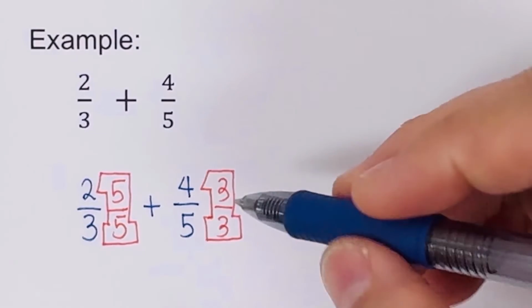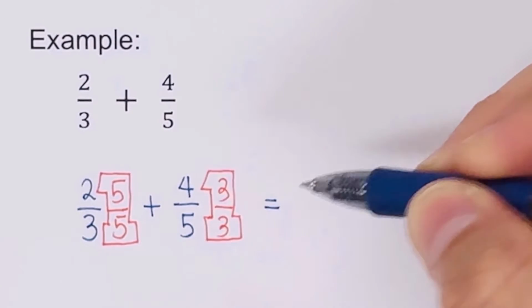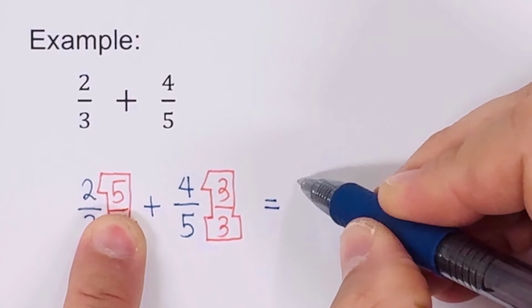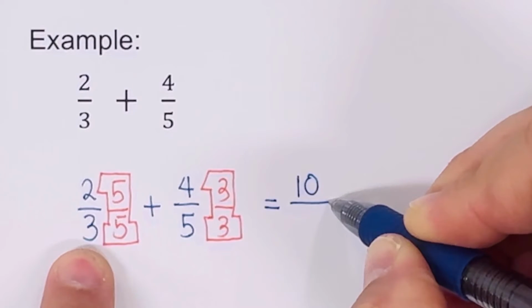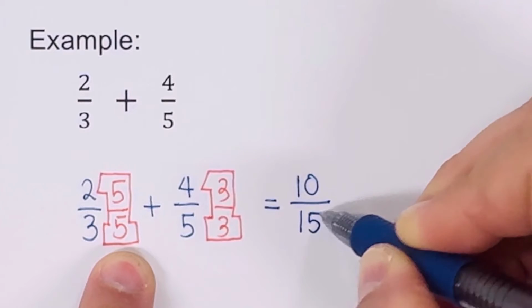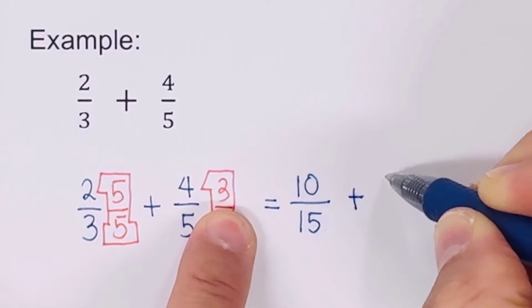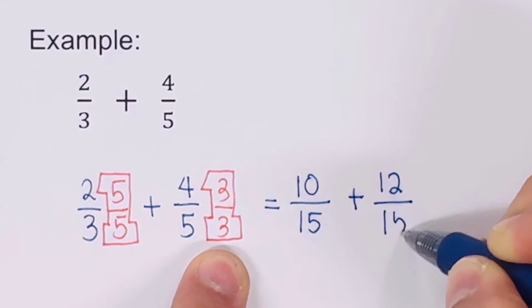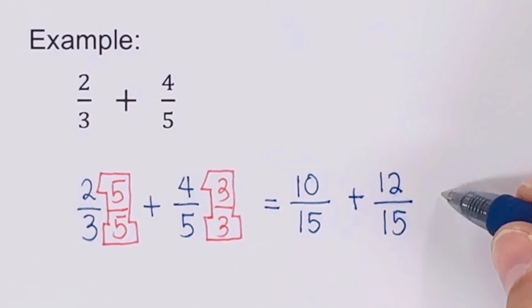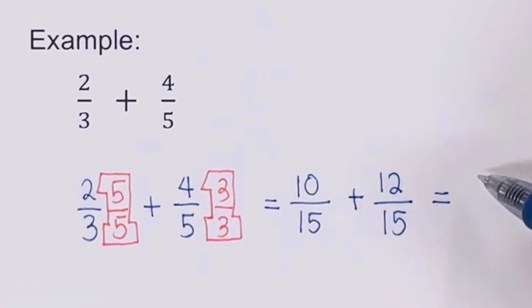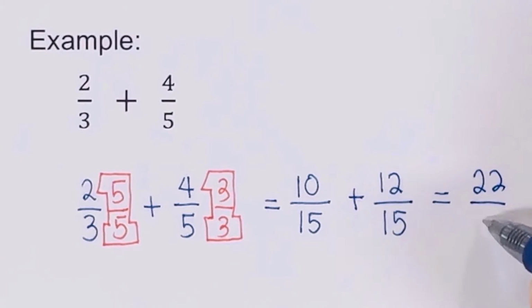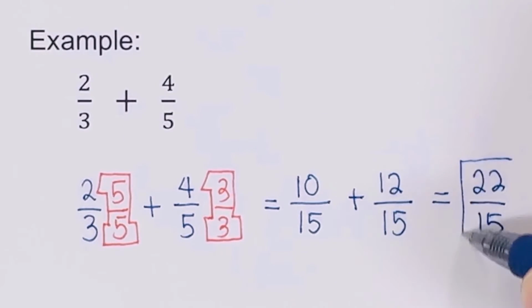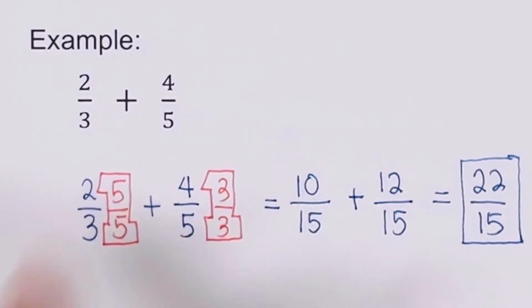So then we can go ahead and multiply this across. That would be 2 times 5 is 10 over 3 times 5 is 15 plus 4 times 3 is 12 over 5 times 3 is 15. So then they already have the same denominator. So the answer for this would be 22 over 15. So this is the sum of these two fractions using the giant 1 method.